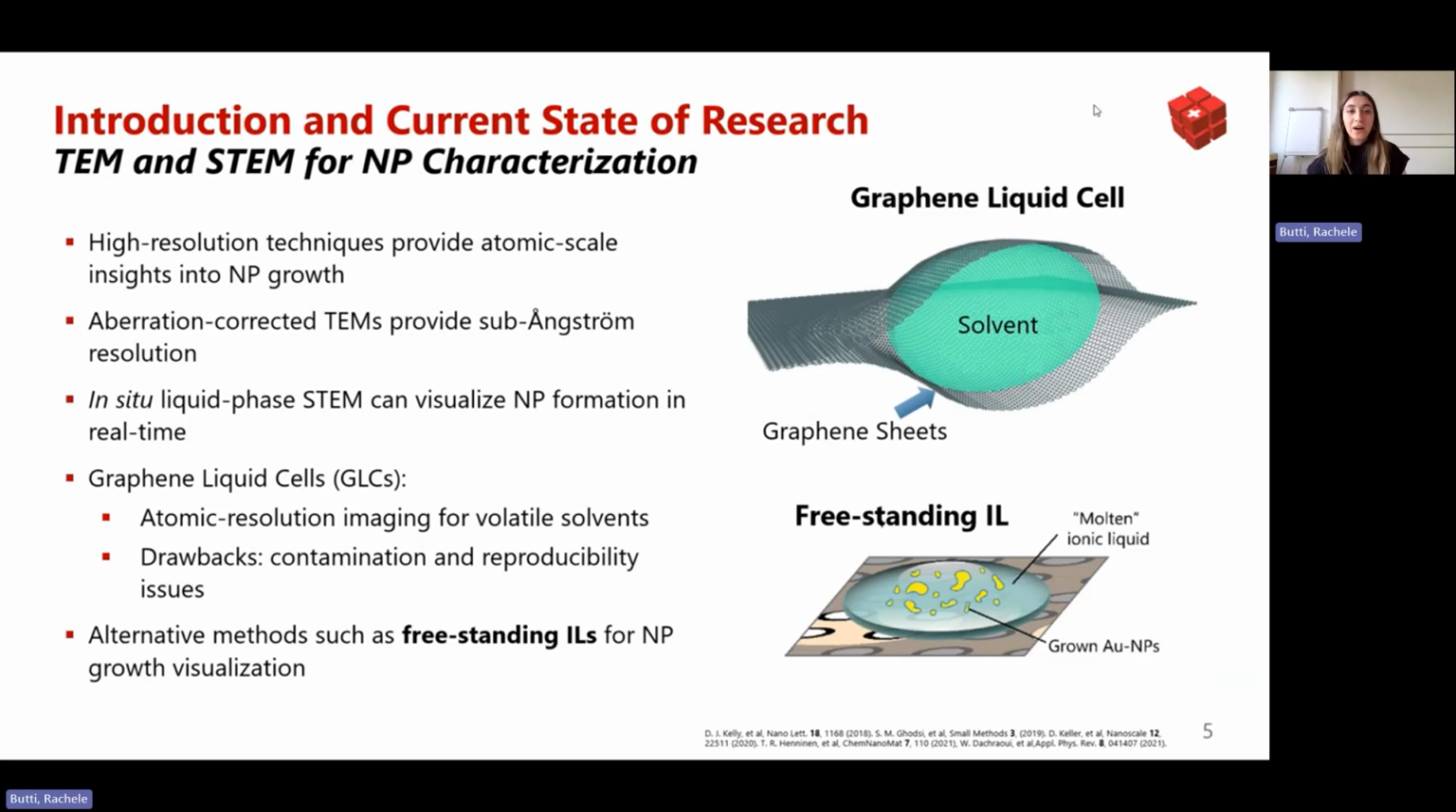Graphene liquid cells encapsulate droplets of the solvent of interest, which also contains reactive precursors, between two really thin sheets of graphene. This allows us to have atomic resolution imaging when using volatile commercially available solvents. But the major drawbacks are the contamination problem and reproducibility issues. Therefore, we can also consider ionic liquids or freestanding ionic liquid droplets as good alternative methods to analyze and observe in situ nanoparticle growth.